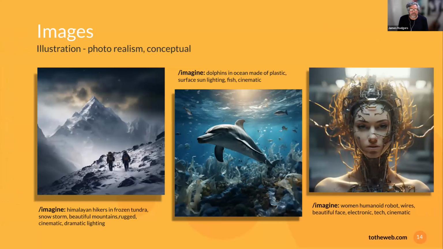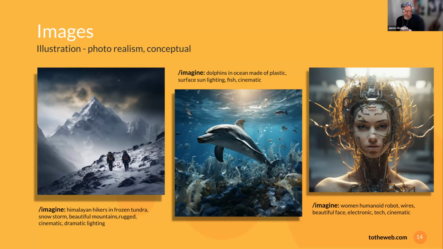These are some examples of photorealism and also conceptual work. So the one on the left is a Himalayan view. It looks pretty great. It looks pretty real, I think. The one in the middle is actually more of a conceptual thing, but it looks very realistic. I put in dolphins in an ocean made of plastic, sort of a political statement, but it looks pretty real, and you don't really notice that all the stuff on the bottom of that dolphin is plastic. I did several of these, and I got it to look more like that political type of statement. But this one is really pretty, so I put it in here.